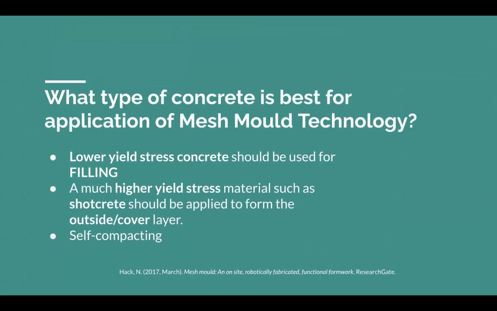And these are the types of concrete best suited for application of mesh mold technology. Lower yield stress concrete should be used for the filling, and a much higher yield stress material such as shotcrete should be applied to form the outside or cover layer. And it has to have self-compacting qualities.